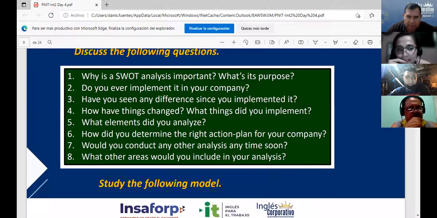Next, number five. What element did you analyze? Don't forget any.